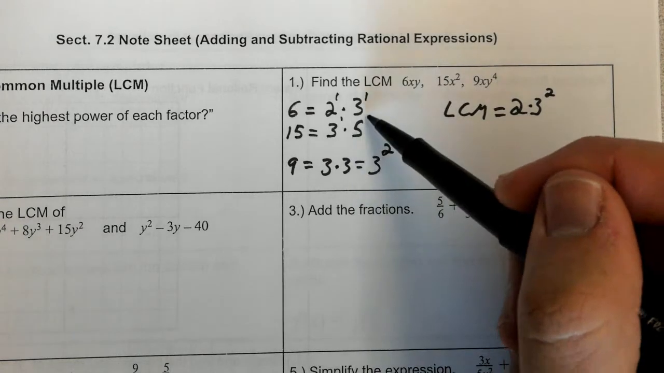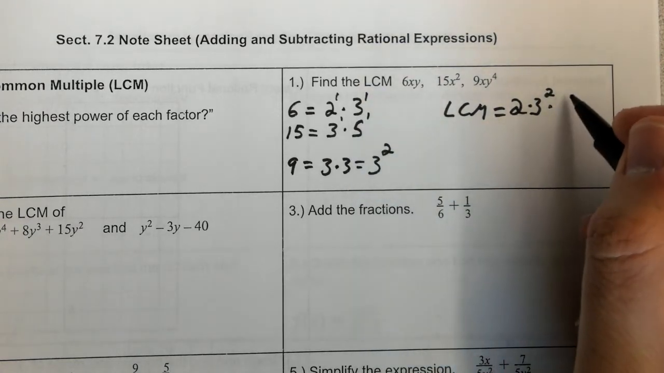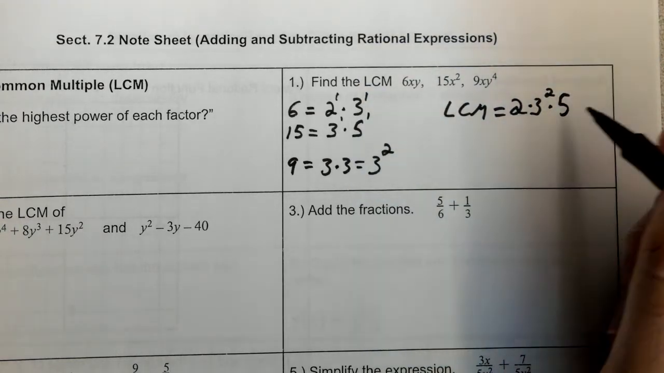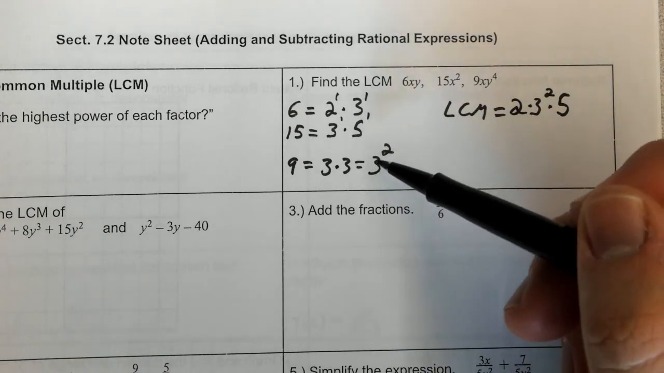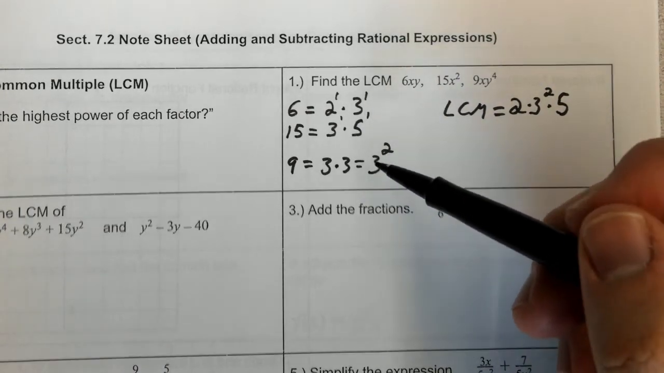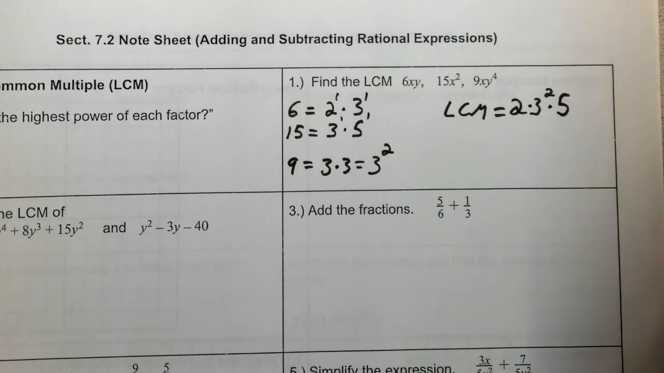And then I have 5. It's 5 to the 1 power. So I'm going to put that into the LCM as well, 5 to the 1. Okay? And that will always work. Factor completely, group by powers or exponents, and then find the highest of each one. Okay, so there's your LCM for the coefficients.